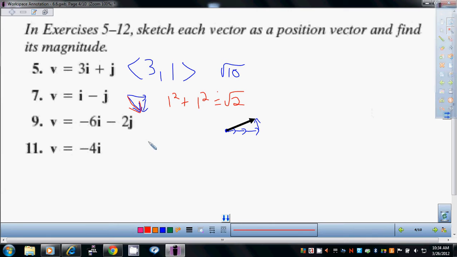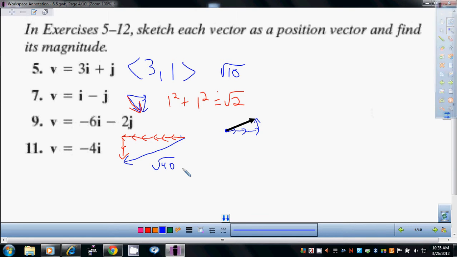Number 9. Am I going to go left or right? Up or down? All right. That's right. Left 6, down to connect your dots, changing colors for me. There's my finished product, and what was my magnitude? Radical 40 after the Pythagorean theorem. Number 11 doesn't have a vertical component, so it's just going due west.